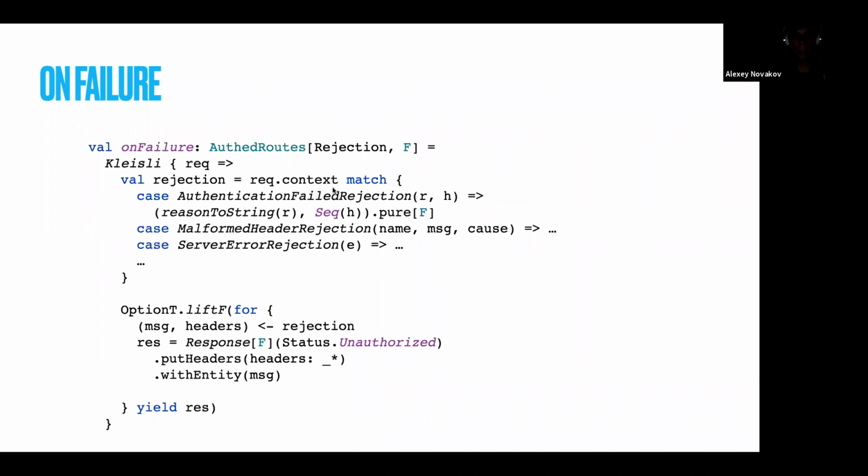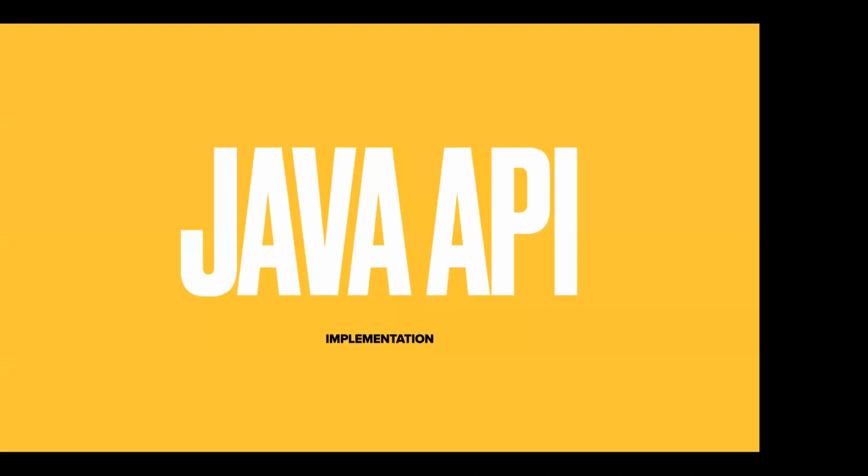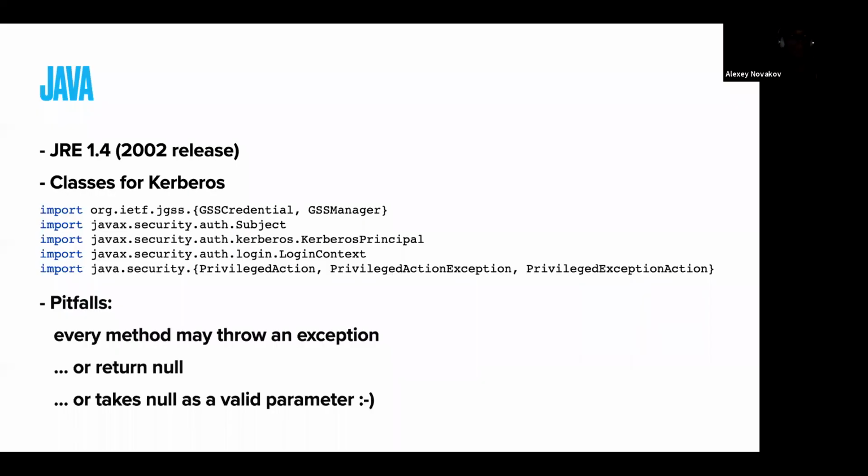But we have some custom rejection ADT, but we don't expose it to the user. We return some string message back. And in order to implement this, the final implementation of SPNEGO, to work with Kerberos and do this properly with Active Directory, we can use the Java API, which provides, since version 1.4 from the very long time ago release of 2002, an API for working with Kerberos and implementing the SPNEGO authentication.